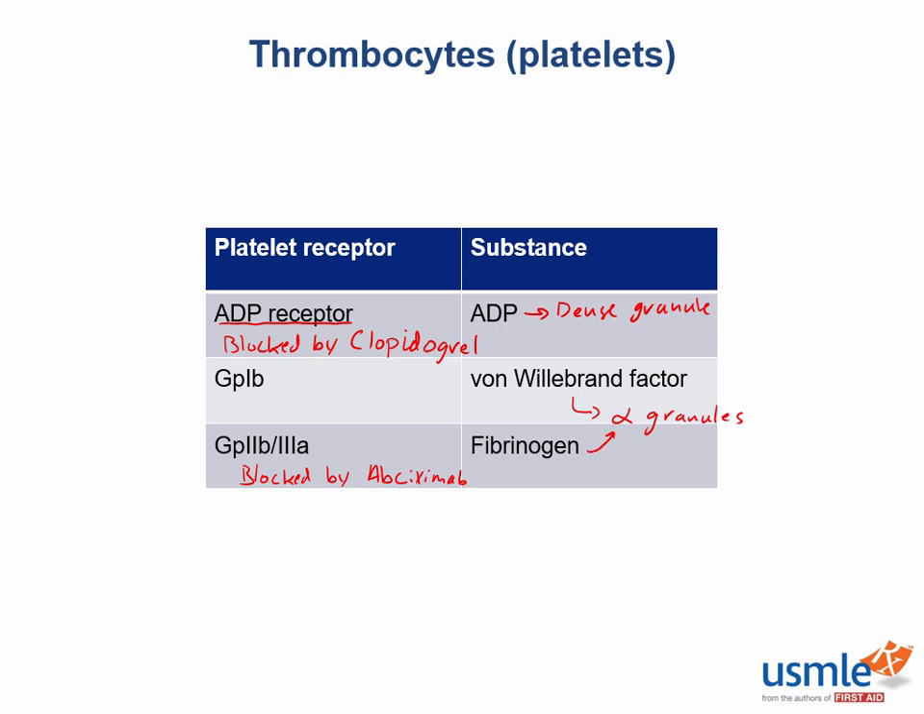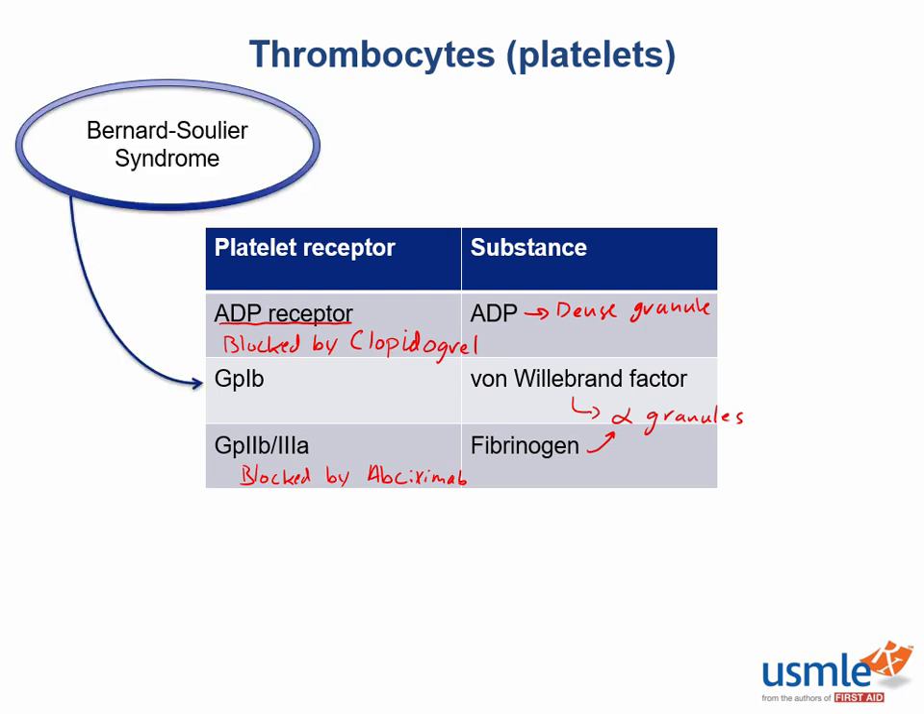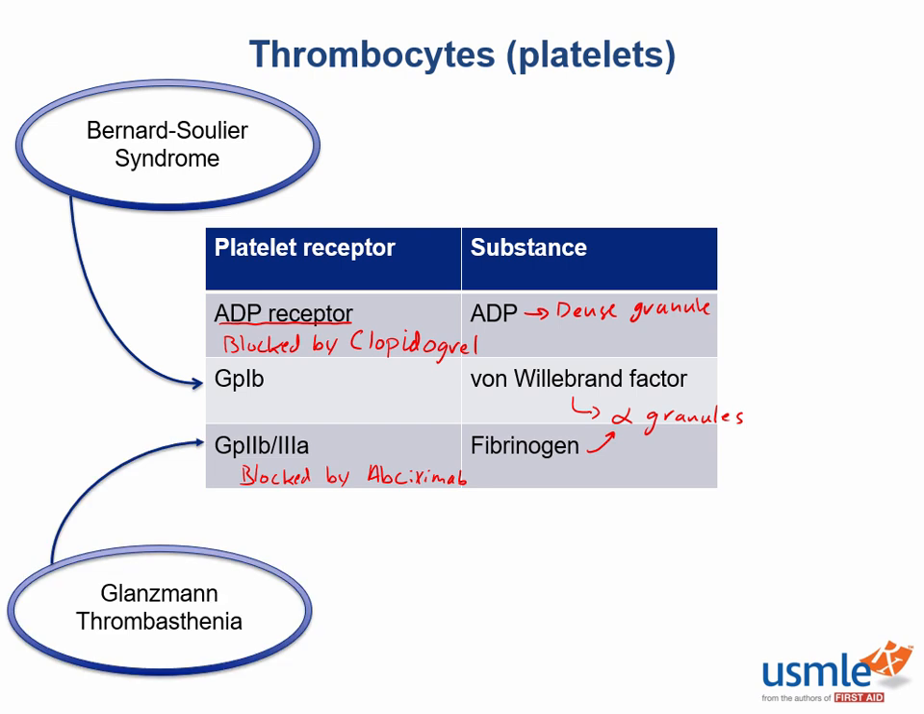Great, the alpha granules. Now let's see if you can name two diseases. One has a defect in the glycoprotein 1b receptor, and the other has a defect in the glycoprotein 2b3a receptor. Now the one with the defect in glycoprotein 1b is called Bernard-Soulier syndrome, and the one with the defect in glycoprotein 2b3a is called Glanzmann's thrombasthenia. So what type of bleeding would you expect to see in these disease states? Great, you've got it, mucosal or superficial bleeding.